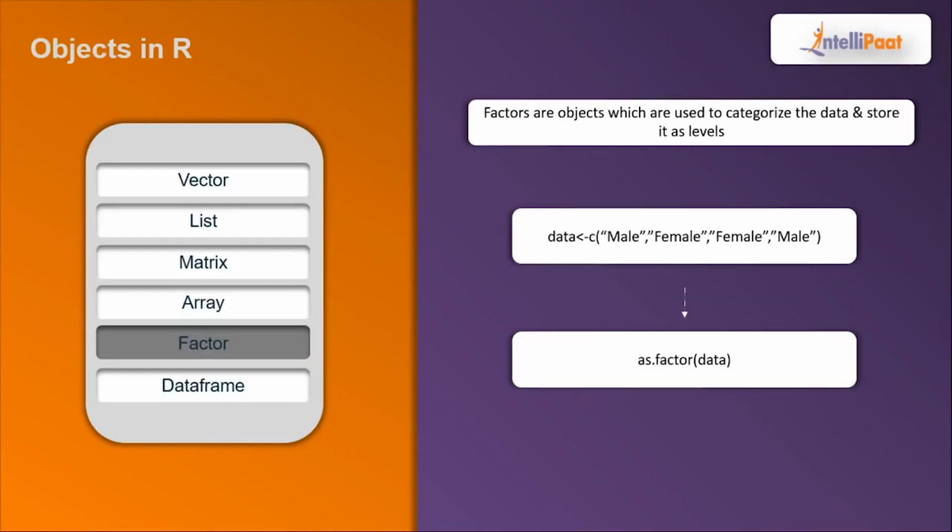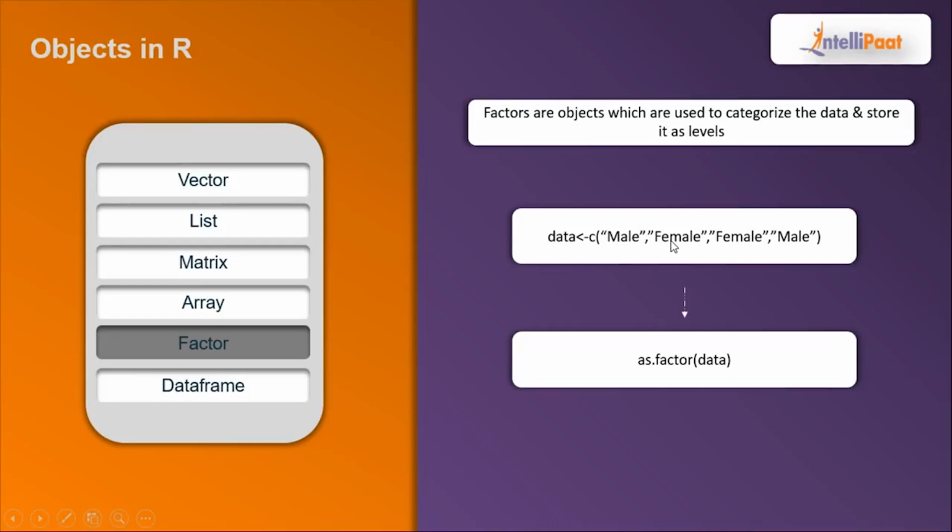And then we have something known as a factor. So factors are basically objects which are used to categorize the data. So let's take this example over here. We have a character vector over here. But in this character vector, we have the same element value repeating twice. So we have male, female, female, male. So we have male repeating twice and female repeating twice.